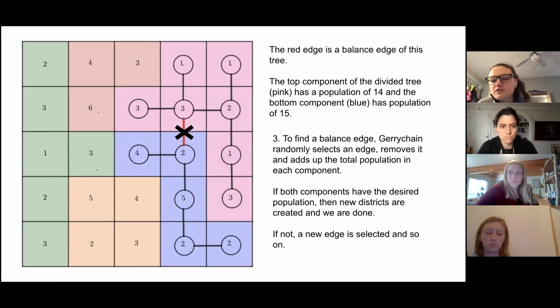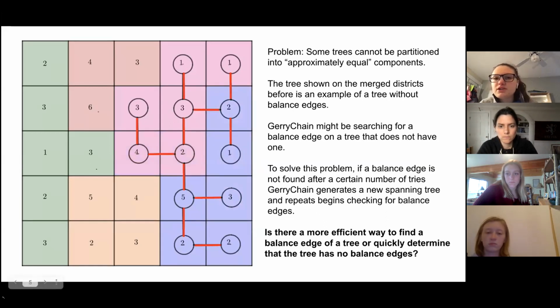In order to do this, the algorithm randomly selects edges from your spanning tree, removes them, and then adds up the total population of each of the sides. And if they're approximately equal within some deviation that you specify, it will remove the edge and you're done. You've created 2 new districts. But if they're not approximately equal, it will just keep choosing edges. And it will do this over and over again, which can be problematic because some trees can't be split into approximately equal pieces.